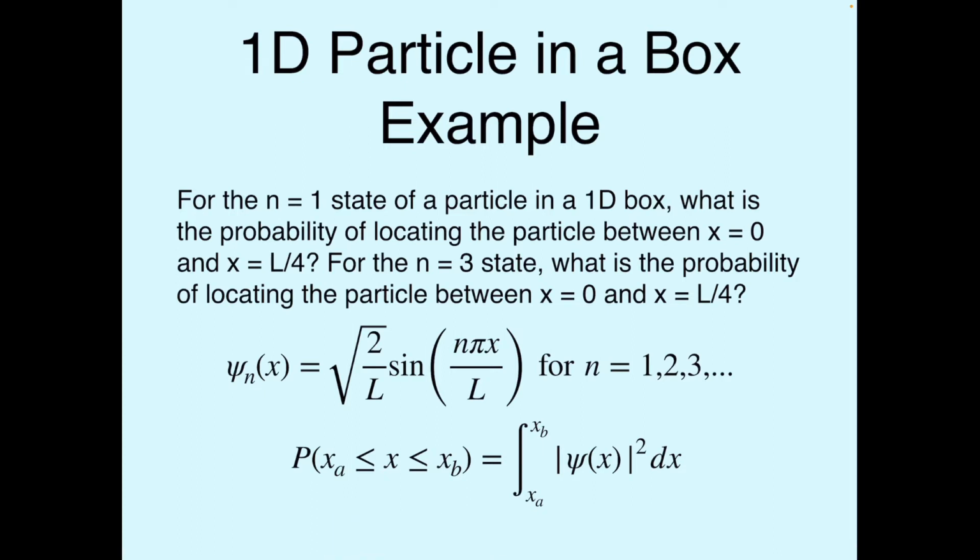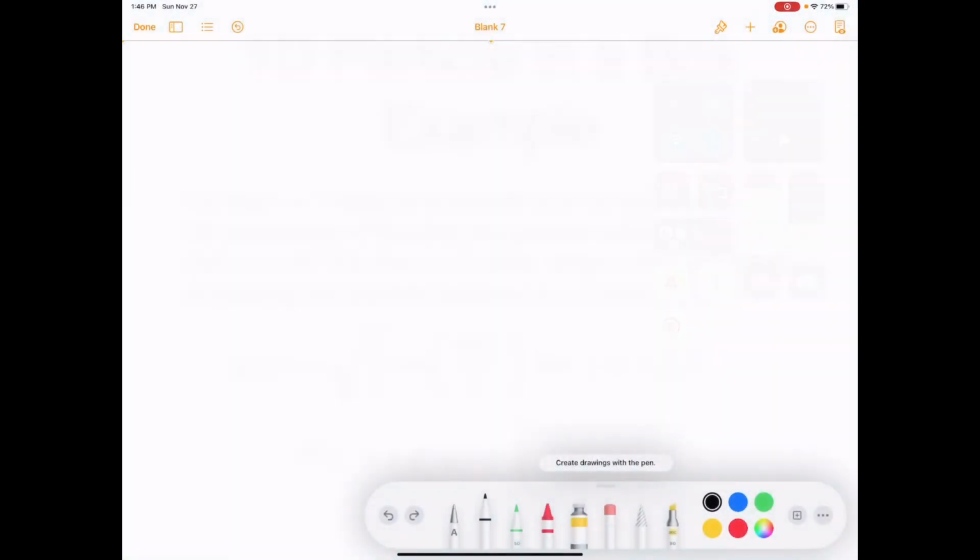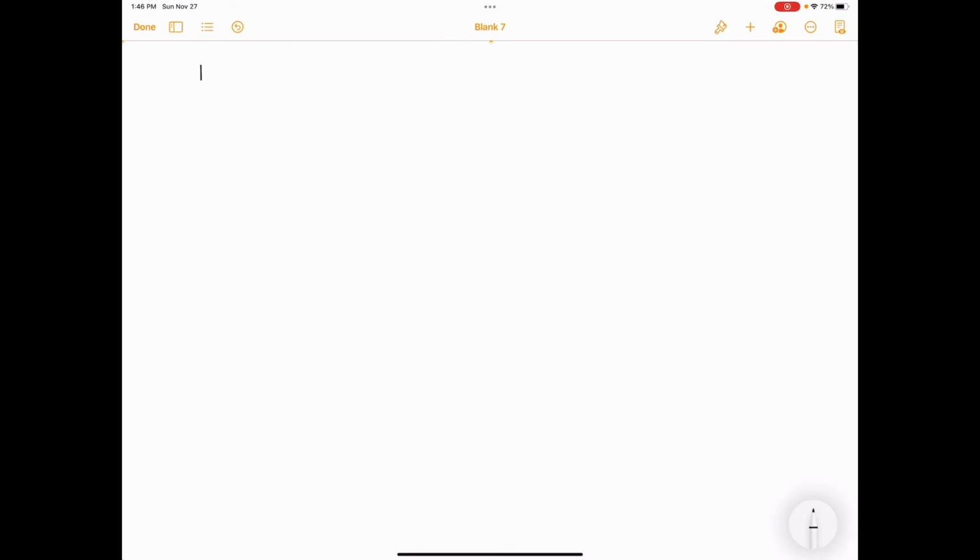There's a follow-up question here, which is for the n equals 3 state, what is the probability of locating the particle in between x equals 0 and x equals L over 4? In other words, what is the probability of finding the particle within the first 1/4 of the box for the n equals 1 state and for the n equals 3 state? It turns out we're going to get different answers for the different n values. Let's go through it.